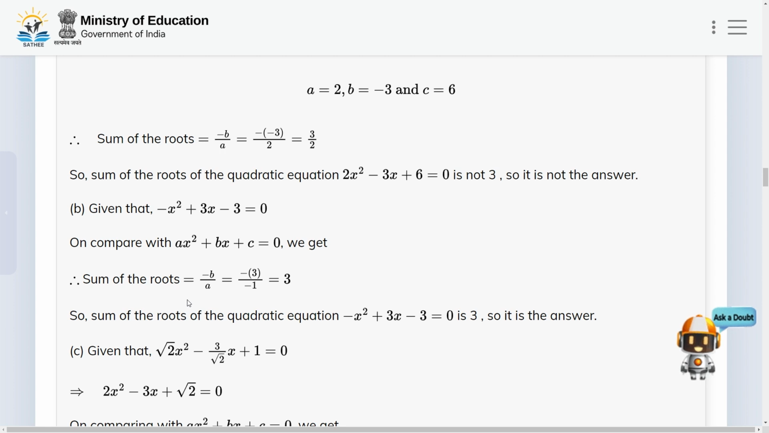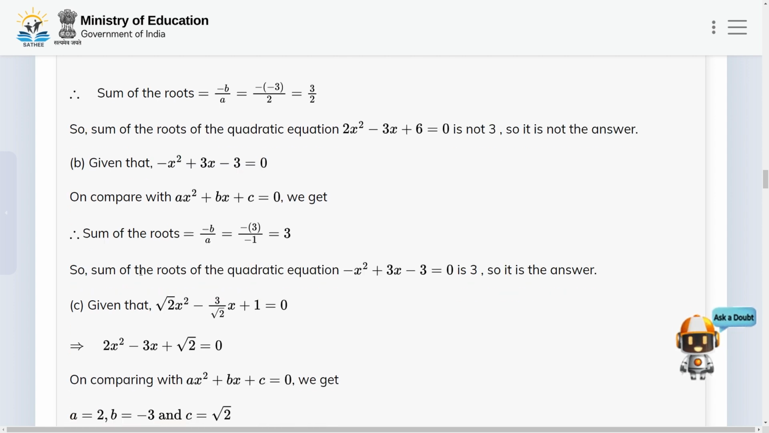And now let us check option number B. Here we are given −x² + 3x − 3 = 0. Comparing with ax² + bx + c = 0, the sum of roots is −b/a, which is −3/−1, and this is 3. So the sum of roots of the quadratic equation −x² + 3x − 3 = 0 is 3. Okay, so option number B is the answer.